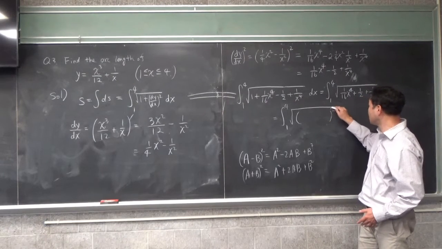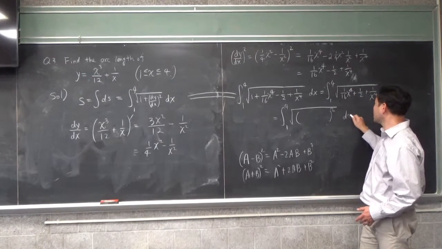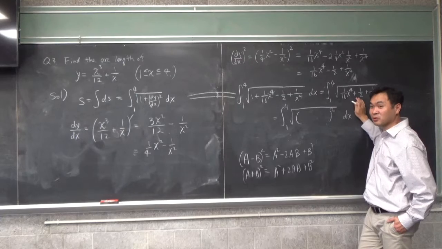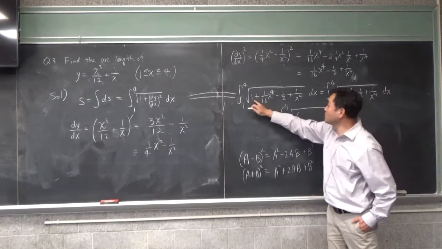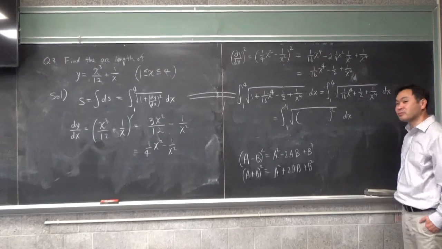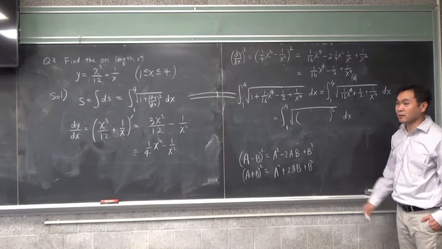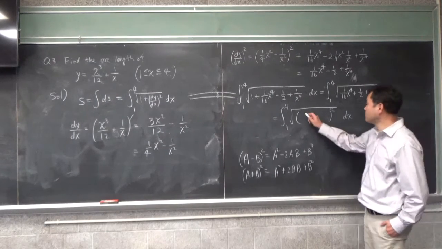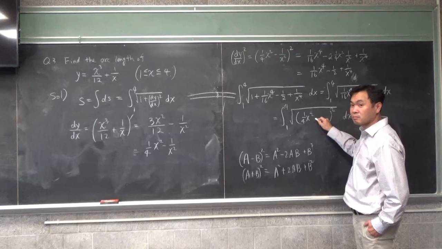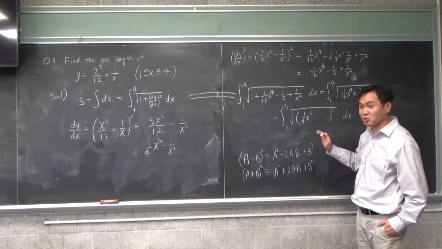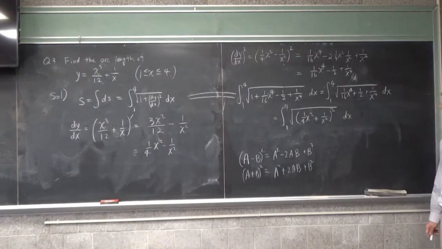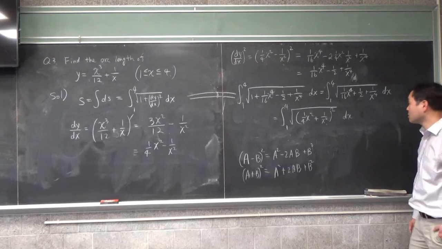Wait, why did we switch it to plus? Did we switch it to positive 1/2? We didn't. 1 minus 1/2 gave you plus 1/2. We didn't flip it. It just became positive 1/2. All right, so what goes in here? 1 over 4x squared plus 1 over x squared. Okay, so it becomes plus.